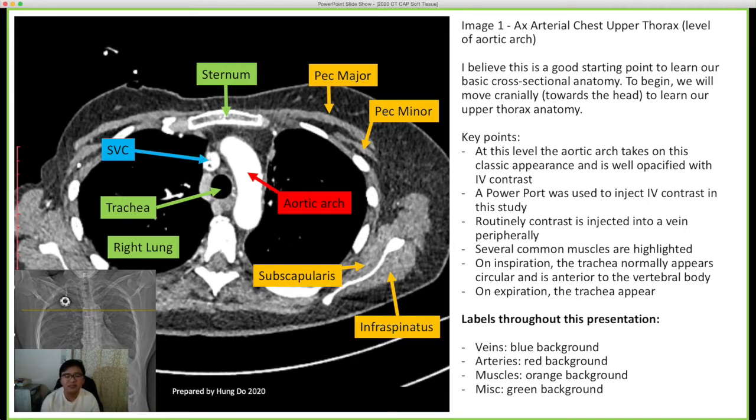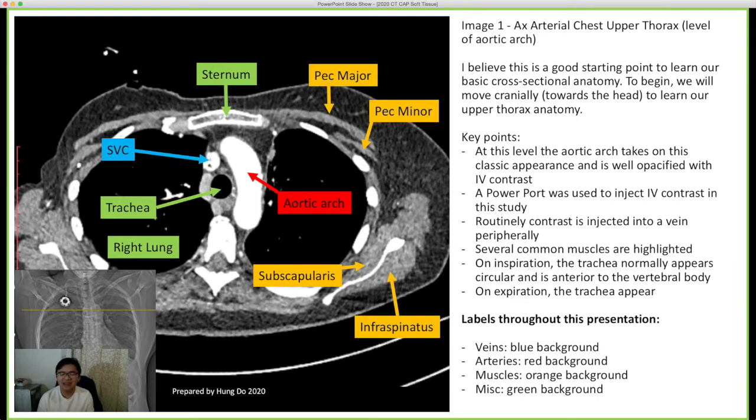I like this particular slice level, and I've indicated on the topogram there where we are. This is a good place to start your learning because the aortic arch there has this classic appearance. It covers almost the entire mediastinal compartment, and it has this fantastic shape that a lot of my junior staff, grade 1s, call the sausage.